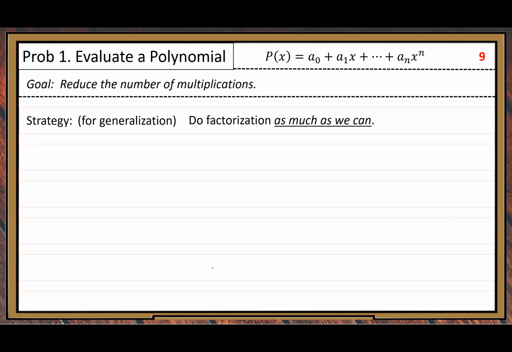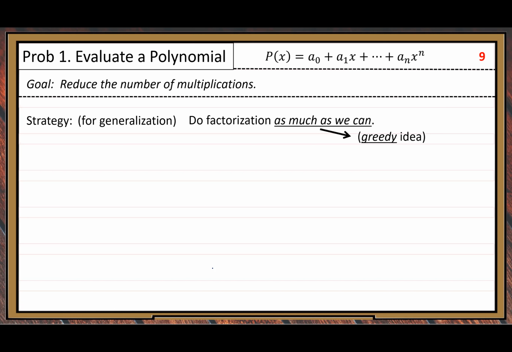The strategy here, in one sentence: do factorization as much as we can. I drew a line below "as much as we can," which means this phrase is important in our strategy. Why is it important? I need to give you a rationale. This phrase corresponds to an important idea or method in algorithms, the greedy idea.